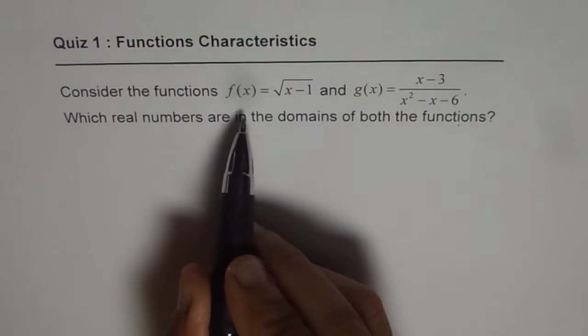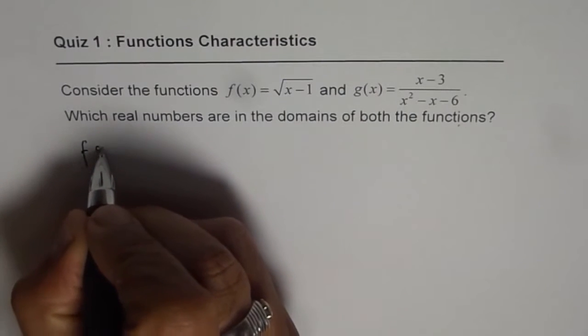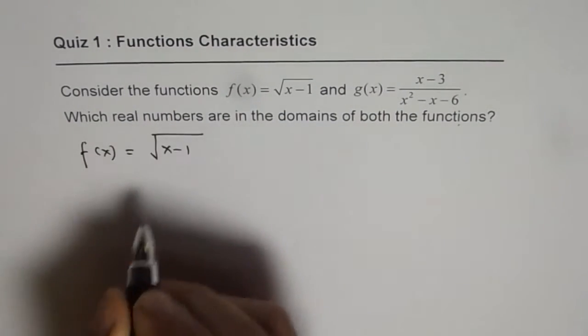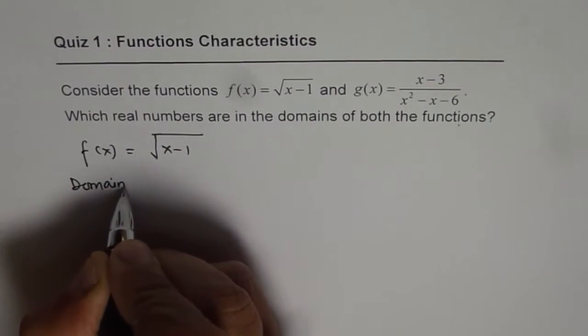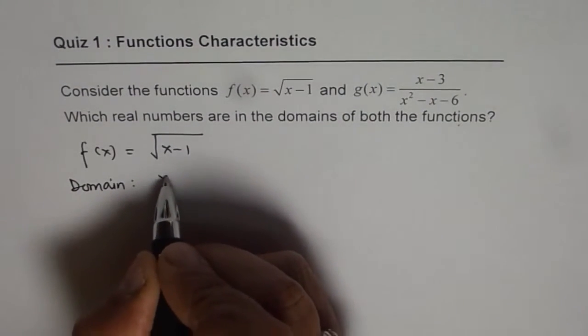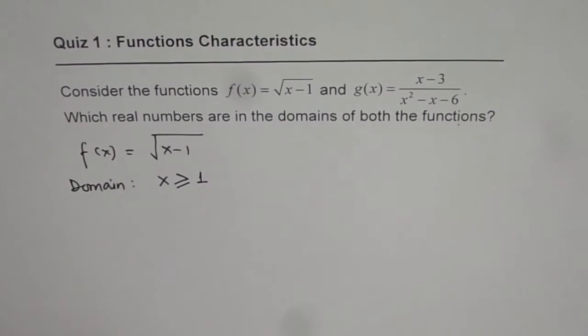So let's start with finding the domain of each function individually. For the function f of x equals square root of x minus 1, what is the domain? Domain here is: x minus 1 should always be non-negative, right? So it means x should be greater than or equal to 1. So that is the domain for the function f of x.